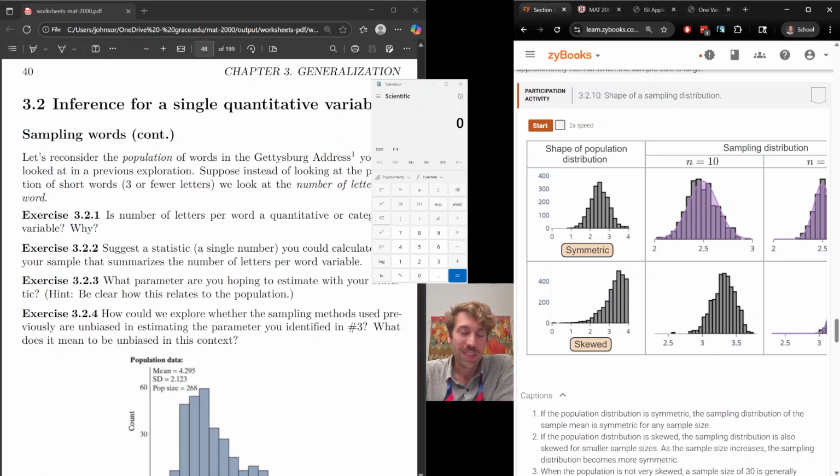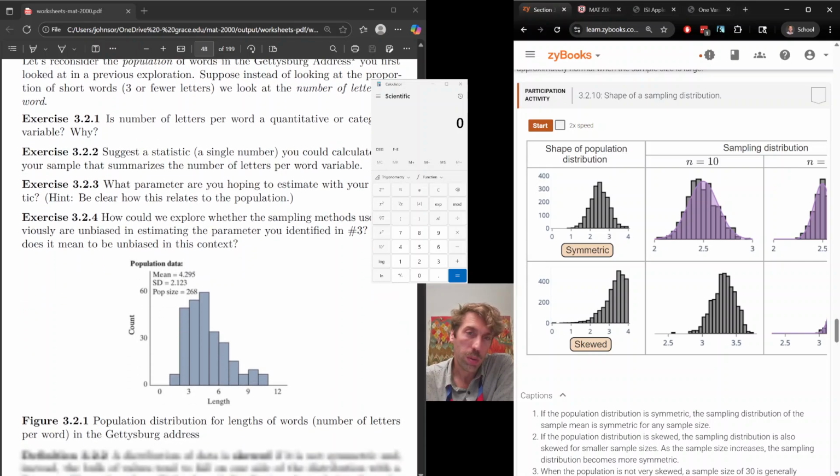So I think I've almost already answered question one for you. Is the number of letters per word a quantitative or categorical variable? But tell me why. That's the key there. Tell me why it is quantitative. Suggest a statistic, a single number you could calculate from your sample that summarizes the number of letters per word variable. There are really two choices that were given in the reading, and either one of them would work here.